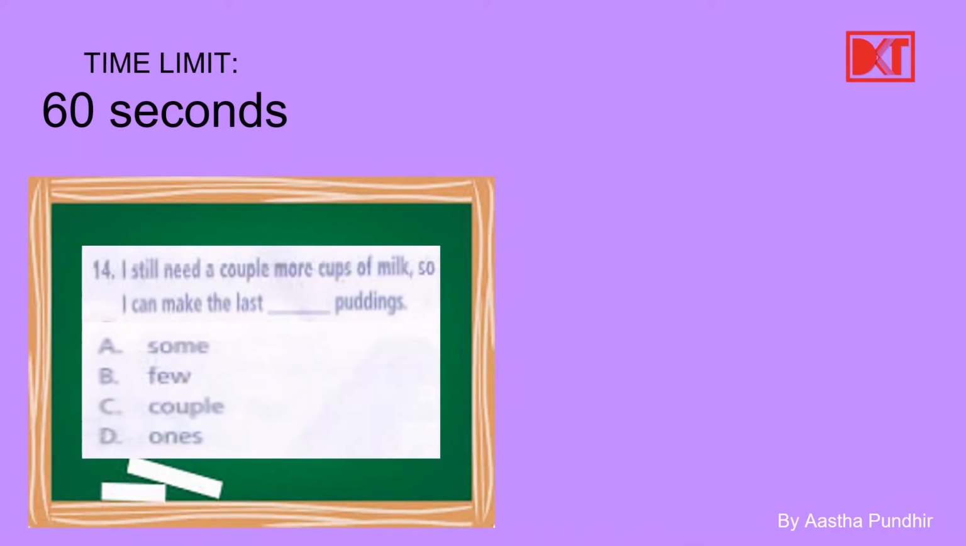Alright, here I still need a couple more cups of milk so I can make the last dash puddings. Last some puddings, last few puddings, last couple puddings, or last one's puddings. Here the correct answer is last few puddings. Here we're talking about types of pudding, like one pudding, two puddings. We're talking about these few puddings, countable, so we are using few.